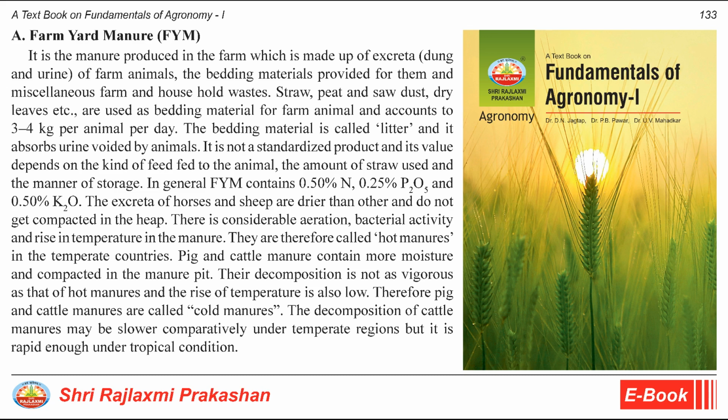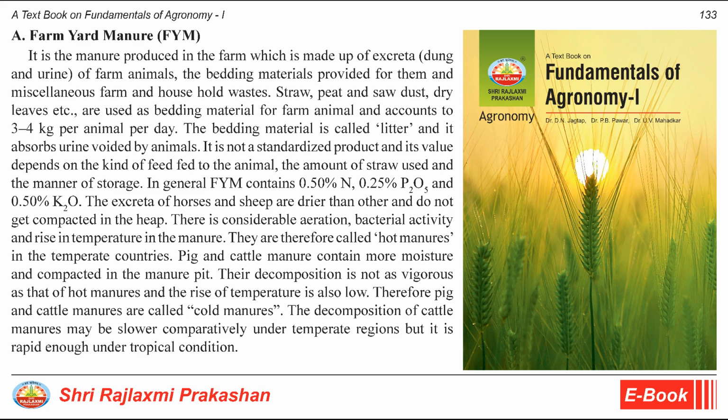are used as bedding material for farm animals and account for 3 to 4 kilograms per animal per day. The bedding material is called litter and it absorbs urine voided by animals. It is not a standardized product and its value depends on the kind of feed fed to the animal, the amount of straw used and the manner of storage. In general, FYM contains 0.50% N, 0.25% P2O5 and 0.50% K2O.